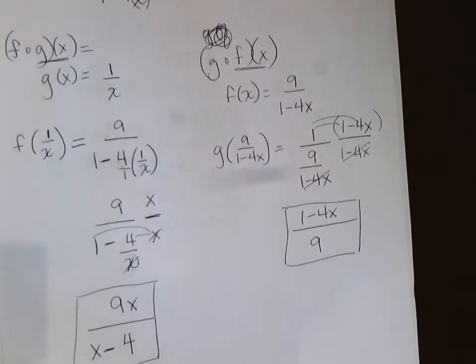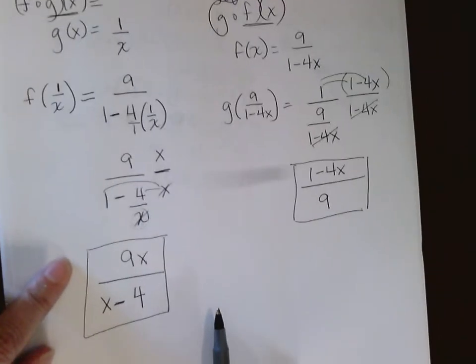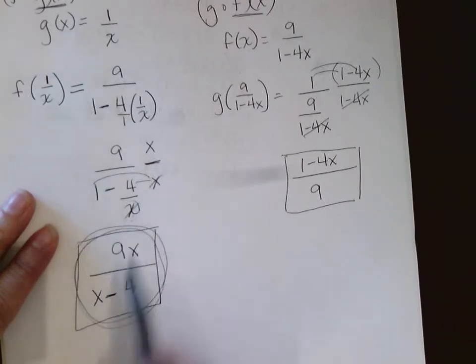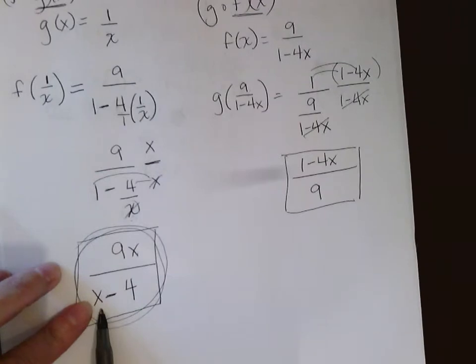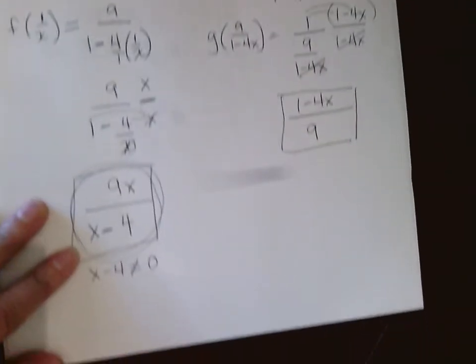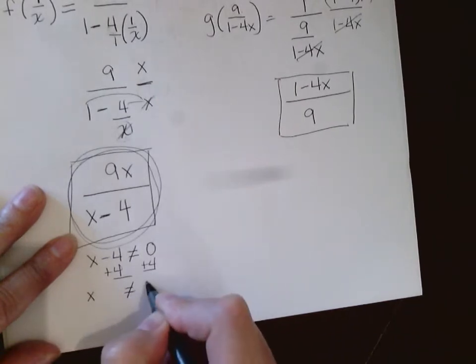Okay, now the next part says, what is the domain of f of g of x? Which means the domain of this one. So you're looking in 2 spots for restrictions. Here, your final answer. This one does have an x in the denominator, so there is a restriction. So let's see. I need to find out what makes this denominator 0. So x minus 4 cannot equal 0. Add the 4 to both sides. So x cannot equal 4.